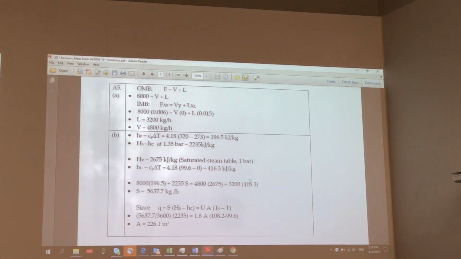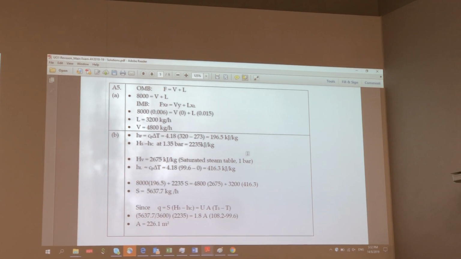So for material balance, we need the overall material balance and the individual material balance. After you find L and V, please double check on your own. V plus L should equal F. Your F is given as 8,000, right? After you calculate, check whether this value plus this value gives you 8,000. This is for your self-checking.